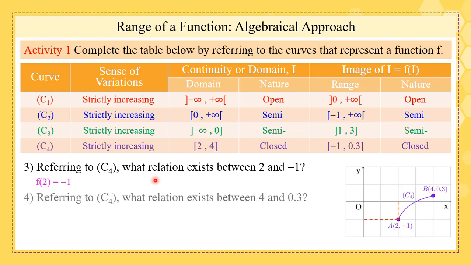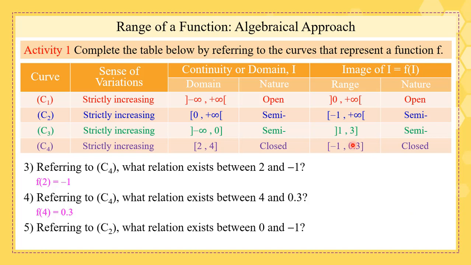Referring also to the same curve, what is the relation between 4 and 0.3? This is 4, and this is 0.3. We can also say that f of 4 is 0.3. So from here we can say that f of 2 is -1, f of 4 is 0.3.